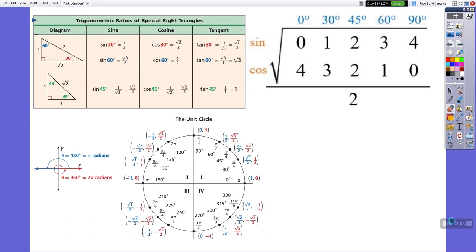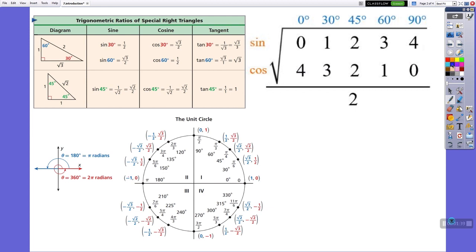You are given a square root over 2. Above the square root, you are given special angles in order from smallest to biggest: 0, 30, 45, 60, 90 degree. On the left of square root, you have sine and cosine over 2. Numbers inside square roots are arranged from 0 to 4 at first, and then in the second row, from 4 to 0, from biggest to smallest. Let me show you how it works.